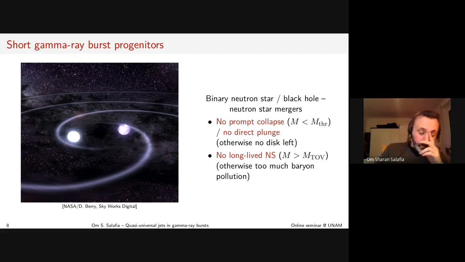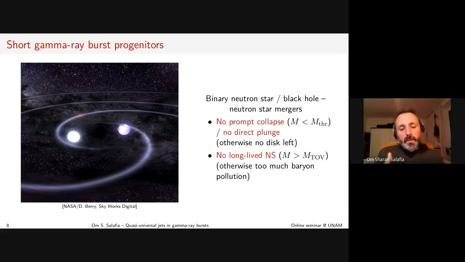On the other hand, in the case of a binary neutron star merger, you also don't want the system to have as a remnant a long-lived neutron star, because newly formed neutron stars produced by mergers of binary neutron stars are thought to produce massive winds, which would pollute the region surrounding the remnant, preventing the formation of a relativistic jet or its successful propagation outside of the region surrounding the merger.